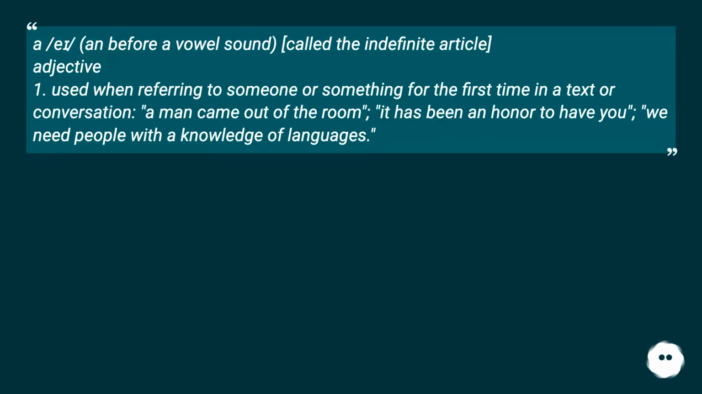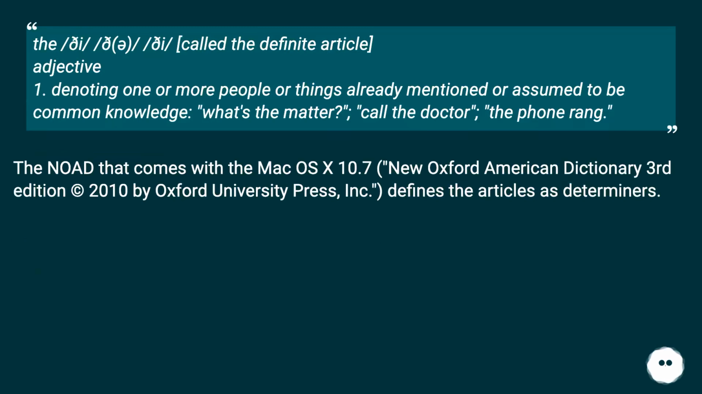"A," and "an" before a vowel sound, called the indefinite article, adjective 1. Used when referring to someone or something for the first time in a text or conversation. A man came out of the room, it has been an honor to have you, we need people with a knowledge of languages. "The," called the definite article, adjective 1. Denoting one or more people or things already mentioned or assumed to be common knowledge. What's the matter? Call the doctor, the phone rang.